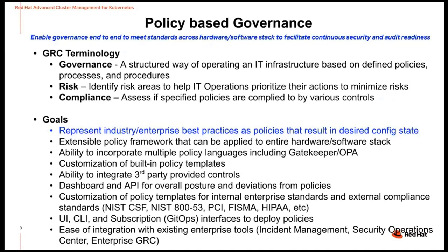So our approach to achieve that goal of continuous security and audit readiness is policy-based governance. So what do we mean by that? Typically, if you take a particular cloud environment, say Red Hat OpenShift cloud platform, and you want to secure it, the customer would enable various security capabilities that OpenShift provides out of the box. And they may also want to use some capabilities provided by third party and some homegrown capabilities as well. And what they would like to do is to ensure that all these security controls are configured to industry best practices or their enterprise standards. And these standards could include standards from NIST, like NIST CSF, NIST 853, and also, like I mentioned, industry segment standards like PCI, HIPAA, et cetera.